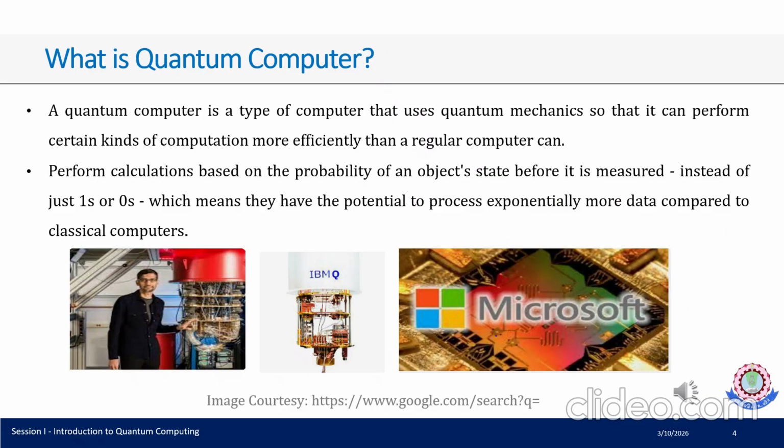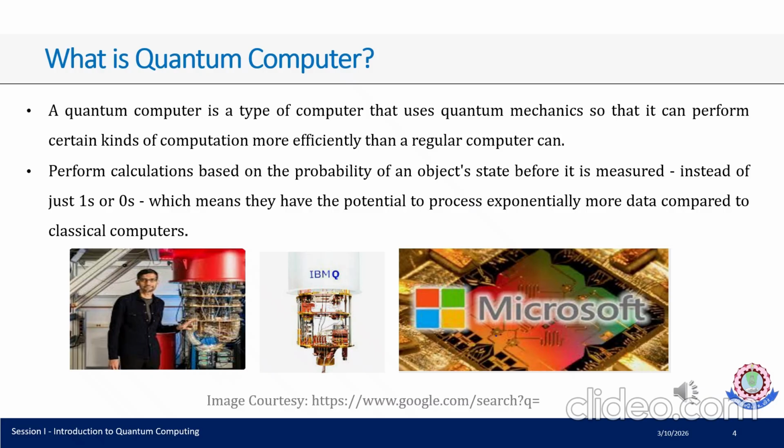A quantum computer is a type of computer that uses quantum mechanics so that it can perform certain kinds of computation more efficiently than a regular computer can. It can perform calculations based on the probability of an object's state before it is measured, instead of just ones and zeros, which means it has the potential to process exponentially more data compared to classical computers.